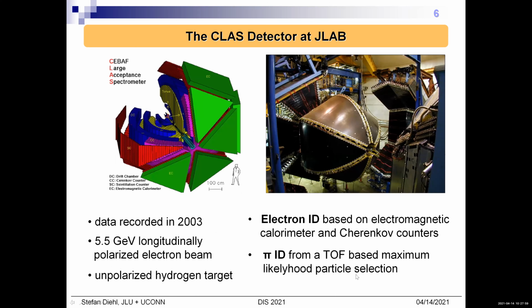So the first studies were done with the CLAS detector at JLab, which is shown here as a schematic drawing and as a real picture. And the data was recorded in 2003 when we had a 5.5 GeV longitudinally polarized electron beam interacting with the unpolarized hydrogen target. The electron ID was based on the electromagnetic calorimeter and the Cherenkov counters, and the pion ID was obtained from a time of flight-based maximum likelihood particle selection.